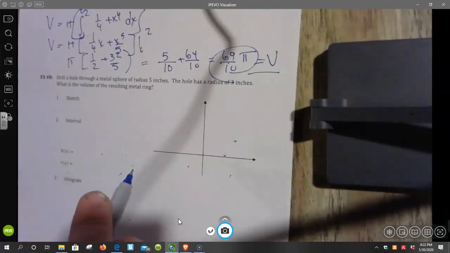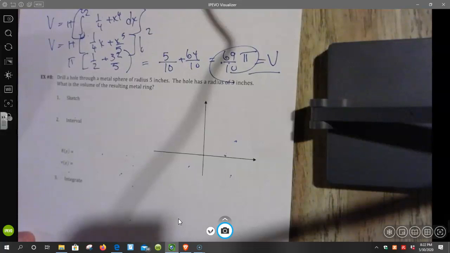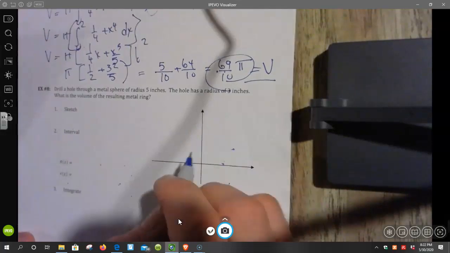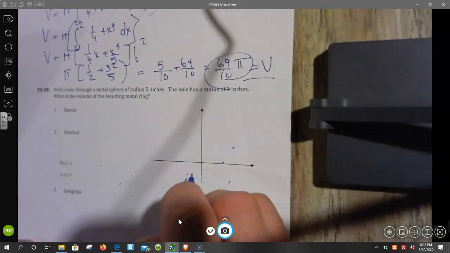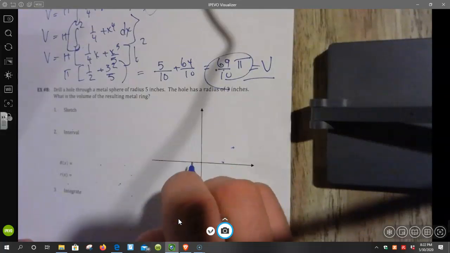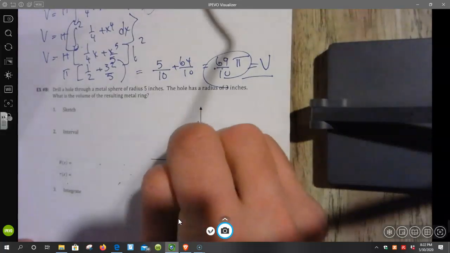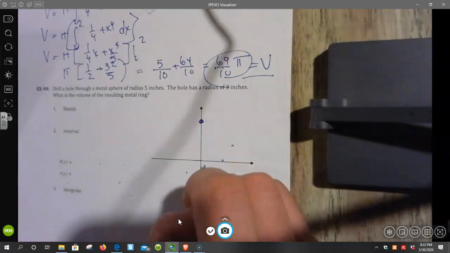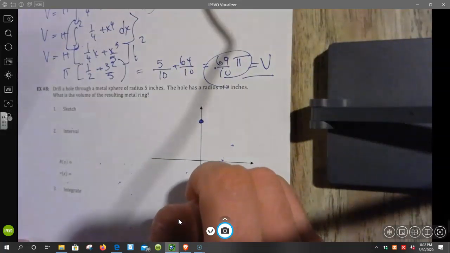we have drill a hole through a metal sphere that is 5-inch radius. So we have a 5-inch radius. Okay, so we have a metal sphere with a radius of 5 inches, and the hole has a radius of 3 inches. Okay, so we have to think about that one. So if the outer radius, okay, think about this now, it's 5, so from 5 to 0.5, right? And that's the metal sphere.